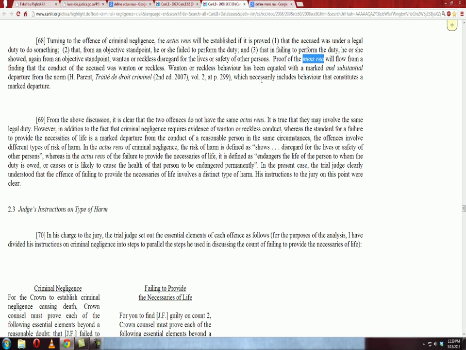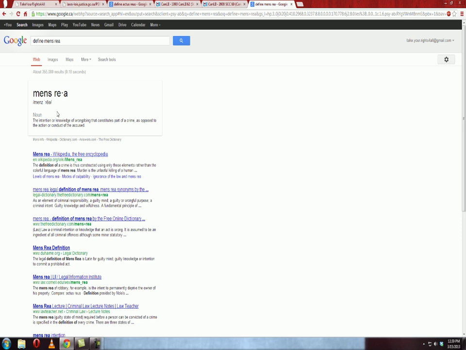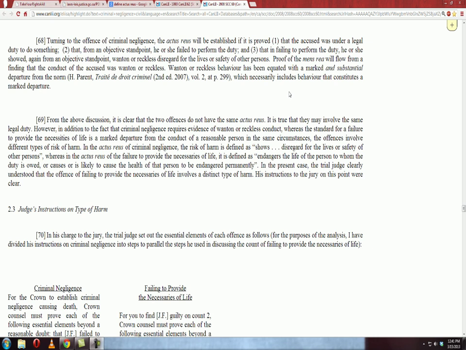See another term coming, mens rea. I'm going to go over that before I continue. Mens rea is a noun that means the intention or knowledge of wrongdoing that constitutes part of a crime, as opposed to the action or conduct of the accused.